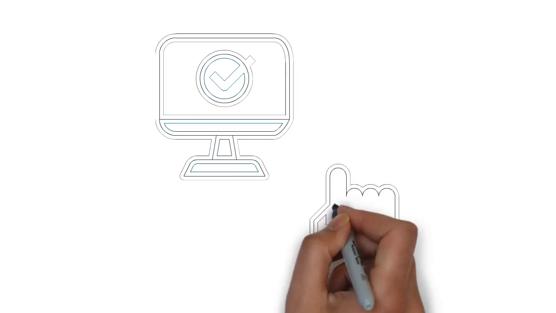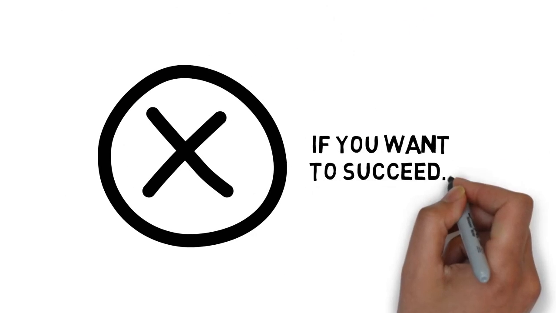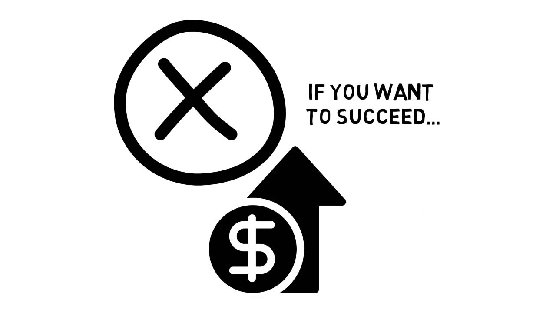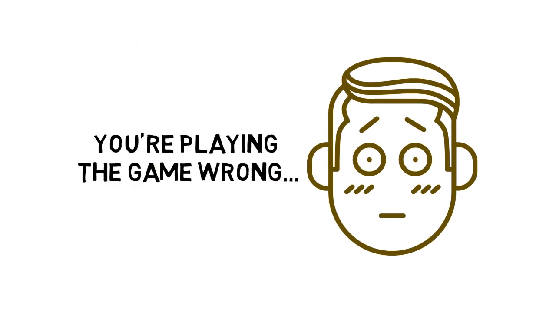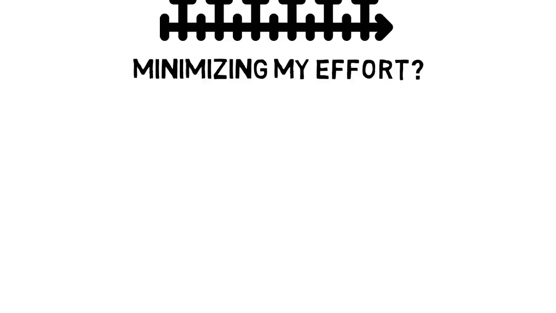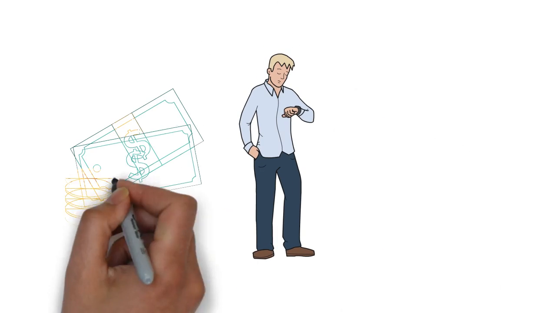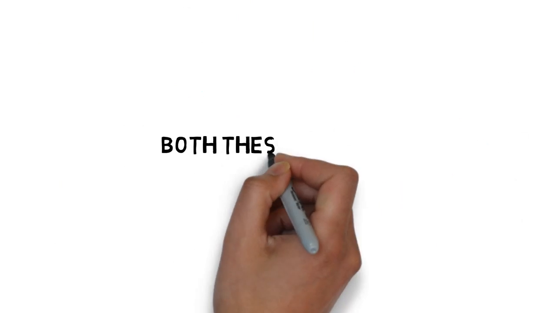Picking the right affiliate marketing program to promote all boils down to ROI. Make no mistake, if you want to succeed with your affiliate marketing business, you have to focus on ROI. If you have a fuzzy idea of what return on investment means, you're playing the game wrong. How do I maximize my income while minimizing my effort? For every minute I spend on doing something, how do I maximize the amount of dollars coming out of that activity? Both these factors must be at play.